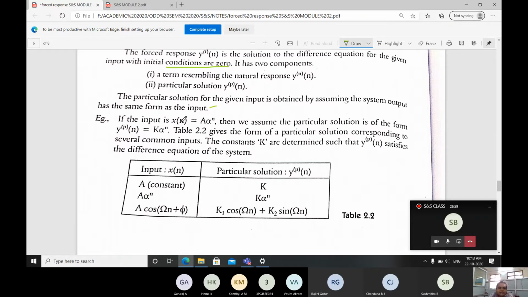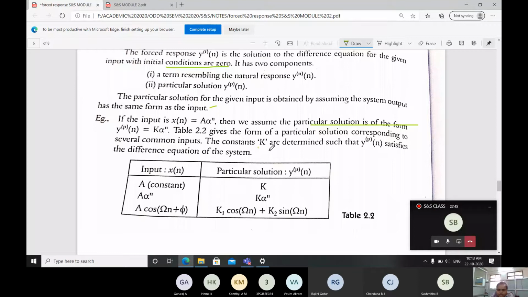An example is taken here. If x of n is a into alpha raised to n, then the particular solution is of the form y_p of n equals k into alpha raised to n. The table gives the information: when the input x of n is only a constant value a, then the particular solution you have to take as k only. When the input is a into alpha raised to n, you have to take k into alpha raised to n. Then if the input is a cos of omega n plus phi, the particular solution you have to take as k1 cos omega n plus k2 sin omega n.